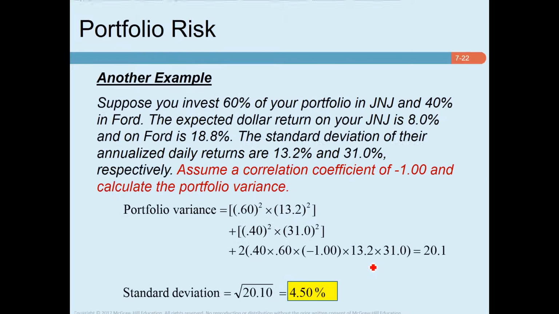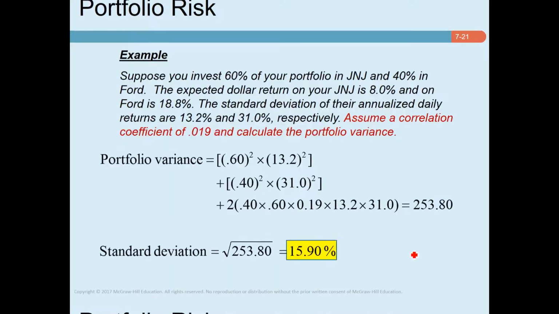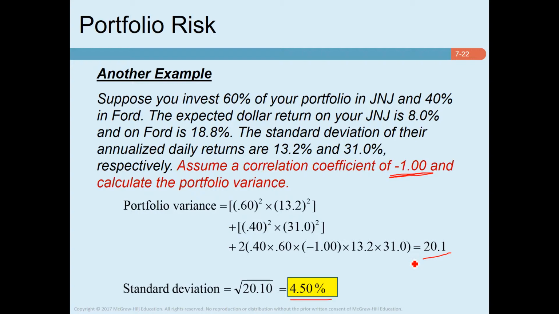We have a few more examples here. For example, if your correlation coefficient is negative, now look at your portfolio variance and standard deviation. It is further lower. So when correlation is less than 1, the portfolio risk declines, and if it is negative, the portfolio risk declines further. But keep in mind that to get a diversification benefit, the correlation between two asset returns need not be negative. If the correlation is less than 1 but still positive, we still get a diversification benefit. But if it is negative, we get more diversification benefit.